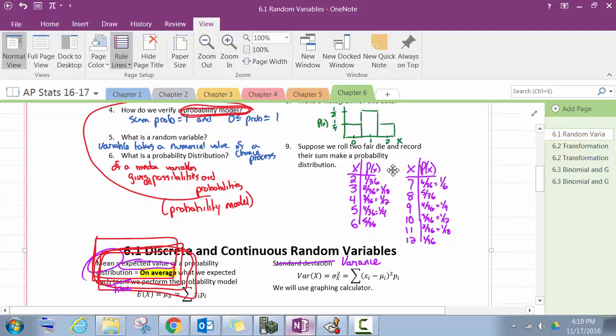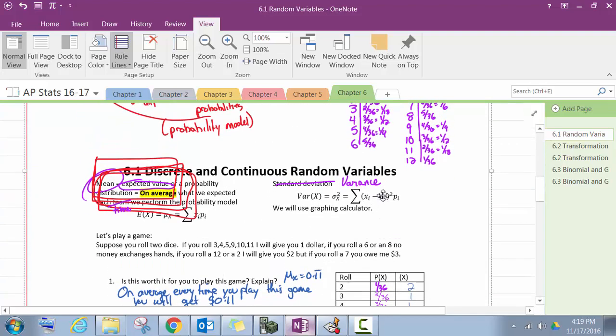Number 9, suppose we roll 2 fair dice, record their sum, and make a probability distribution. Remember our probabilities. The sums go from 2 to 12. They start at 1 over 36. They go up to 6 over 36, which is at 7, and then go back down. It's all symmetrical. And they, of course, reduce if we actually ask for a fraction. So that's our probability distribution. We'll look at that in a second.